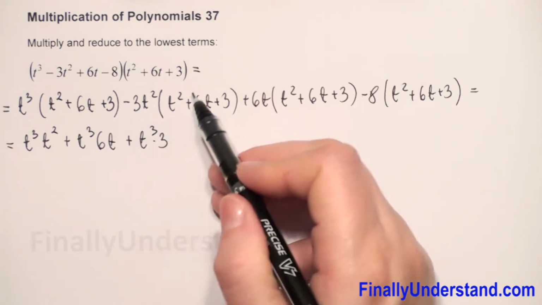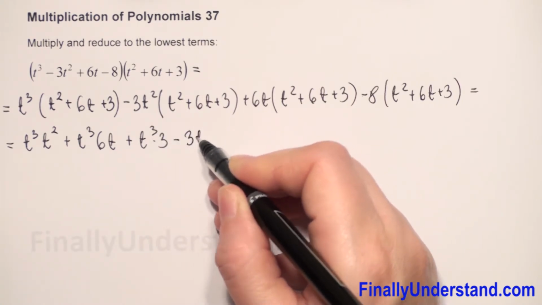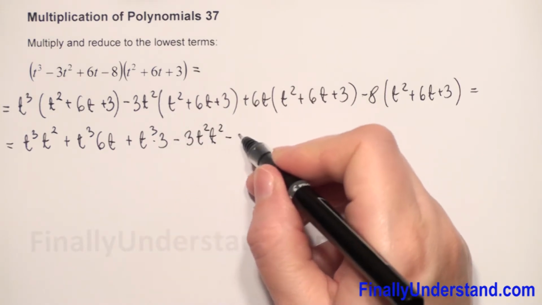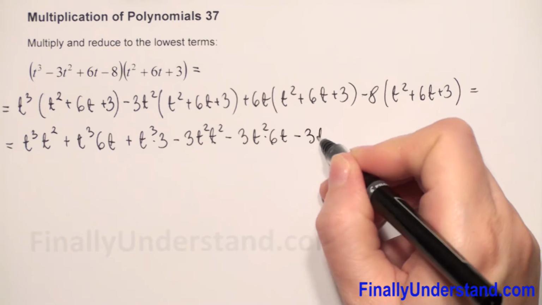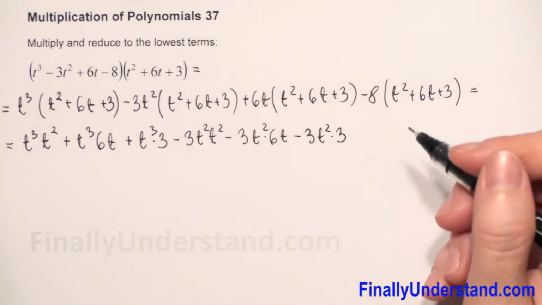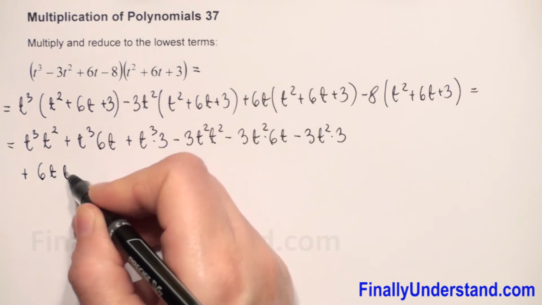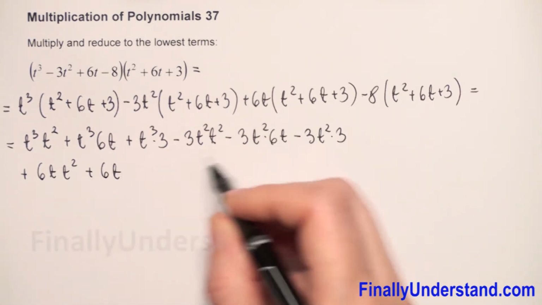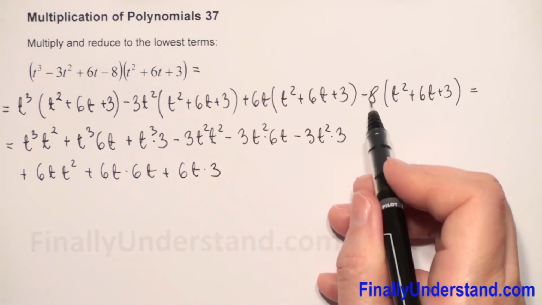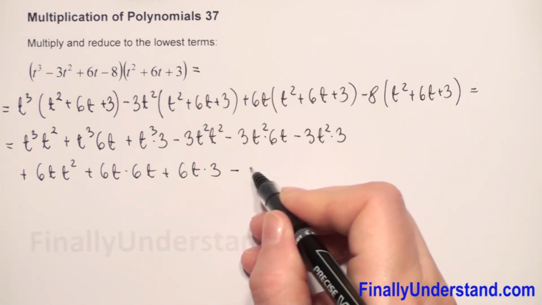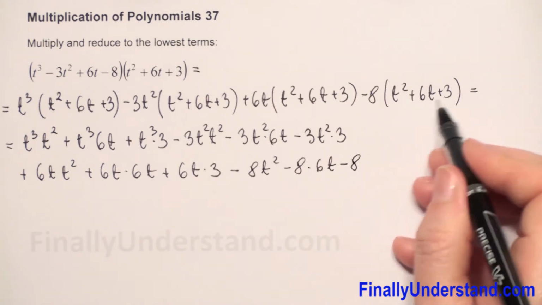And now we have negative sign, and in parentheses we have positive, so we will change this positive sign to negative, so it will be negative 3t squared first times t squared, negative 3t squared times 6t, negative 3t squared times 3, and next we have positive sign, so now will be positive 6t times t squared, positive 6t times 6t, positive 6t times 3, and now we have negative, so we will change the sign to opposite, so it will be negative 8 times t squared, negative 8 times 6t, negative 8 times 3.